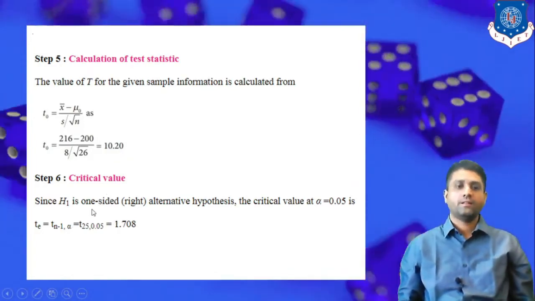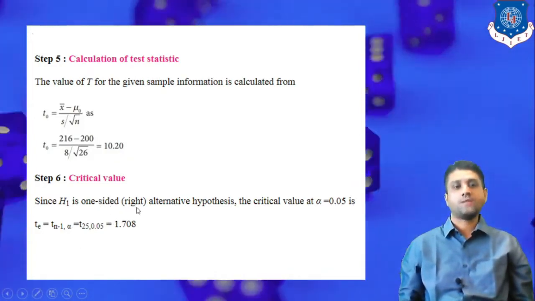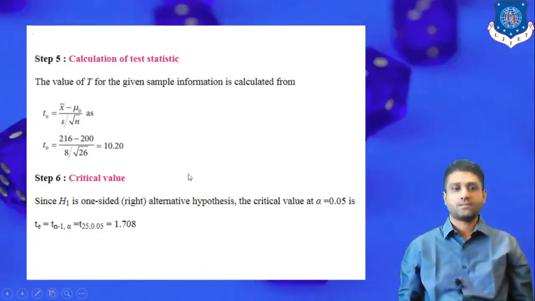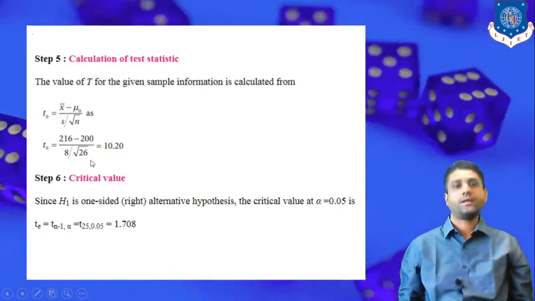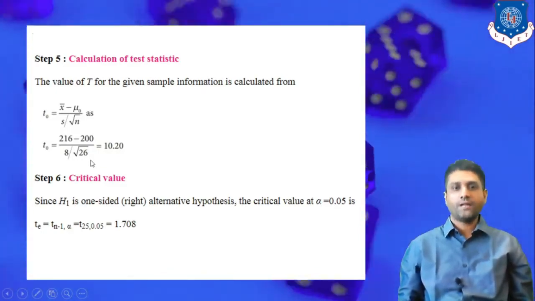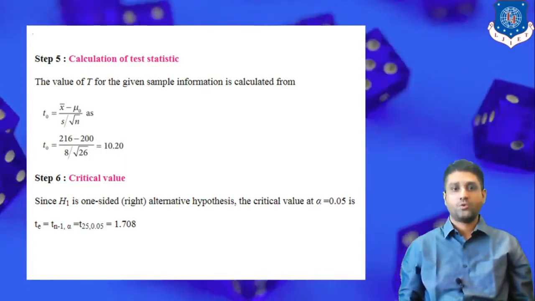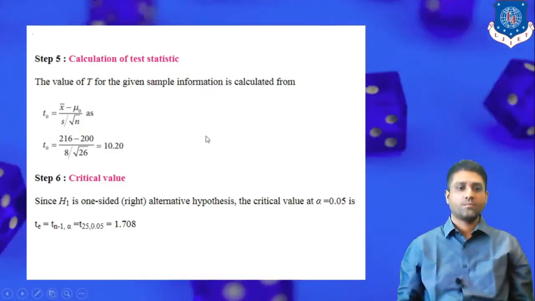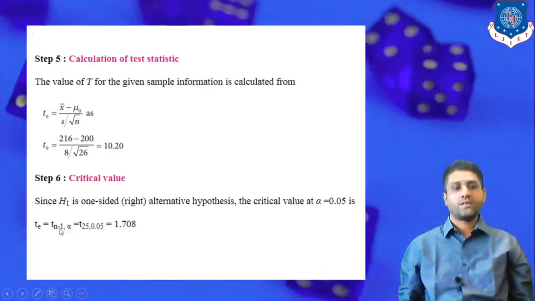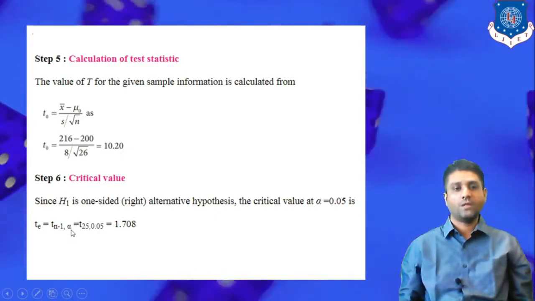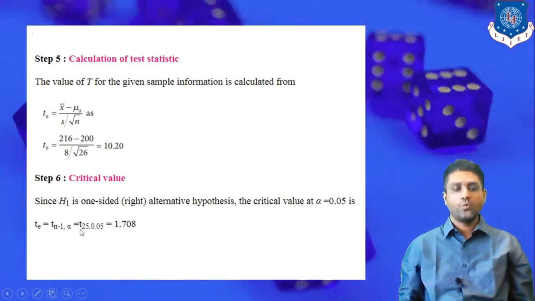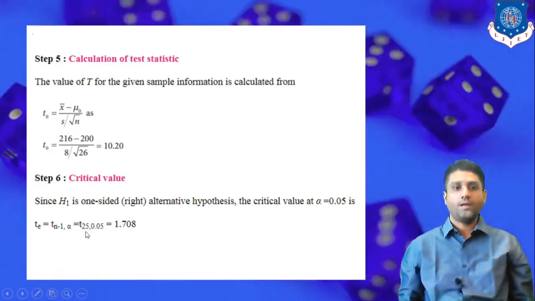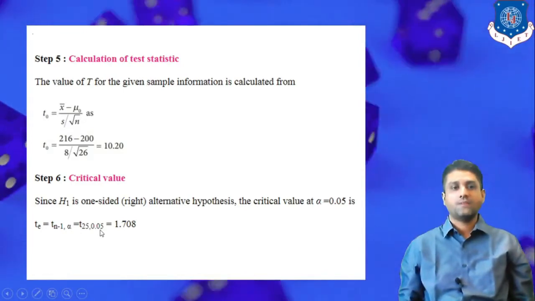Now here in this question we have to consider a one-sided right alternative hypothesis at 5% level of significance. The total number of observations is 26, that is n is 26, and we know that the degree of freedom is total number of observations minus 1, that is 26 minus 1, which leads to 25. So the degree of freedom is 25 and the level of significance alpha is 5%. So we write t 25, 0.05, where 25 is the degree of freedom and 0.05 is the level of significance.